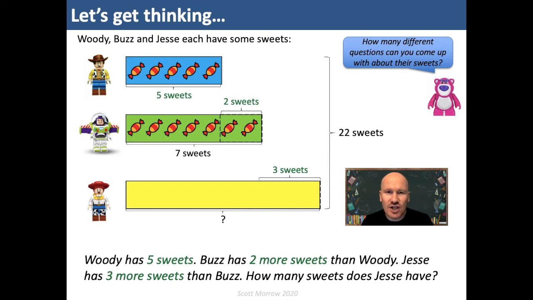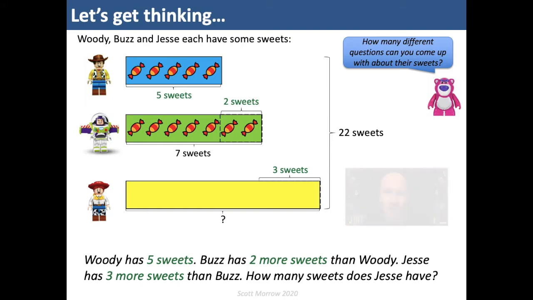This question is trickier because I'm giving 3 pieces of information there. I'm giving the amount of sweets that Woody has, the amount more that Buzz has than Woody, and the amount more that Jessie has than Buzz. So this question is going to take 2 steps to solve. I'm going to start with my 5, I'm going to add 2, and I'm going to add 3, rather than just the 1 step that the previous question had. Pause the video for a few minutes and work with a partner to see what questions you can come up with.